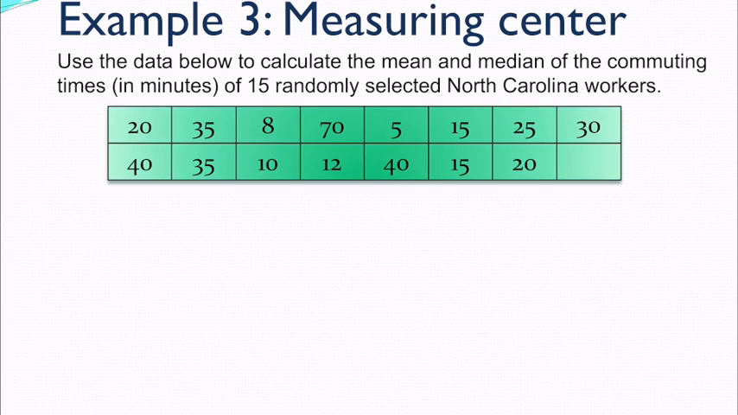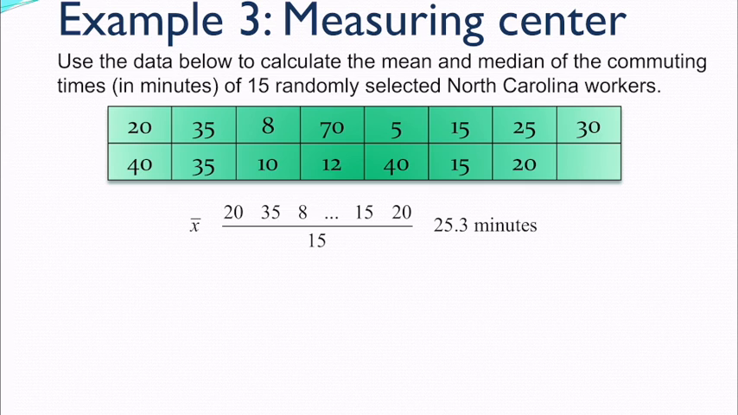So let's go through another example of measuring center. Let's use the data below to calculate the mean and median of the commuting times of 15 randomly selected North Carolina workers. Now, of all the workers in North Carolina, this is a really small data set. So to calculate the mean, I'm going to add up all of their commute times and divide that by our sample size n, and I get a mean of 25.3 minutes. So that would be our mean. Next, I want to calculate the median.